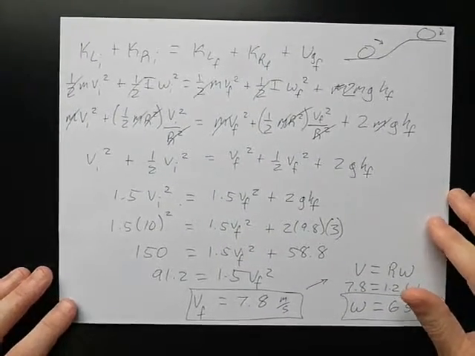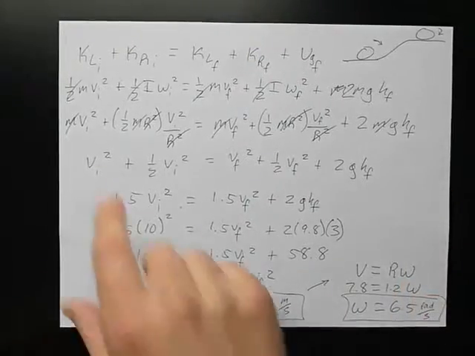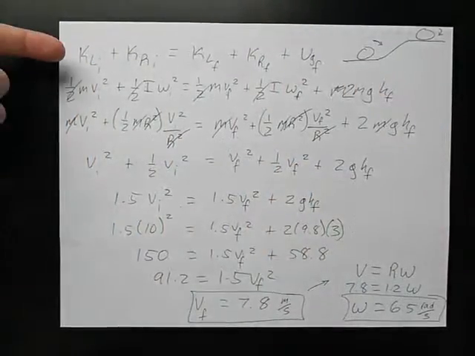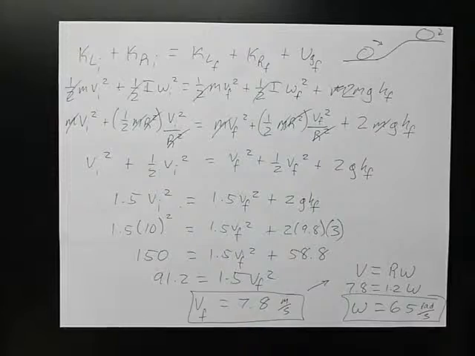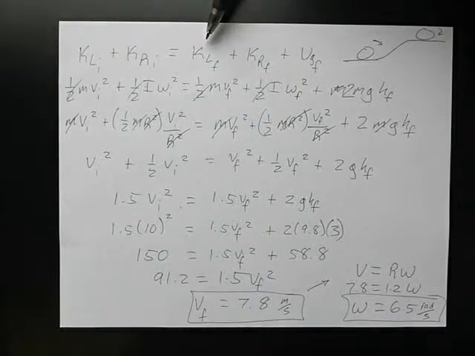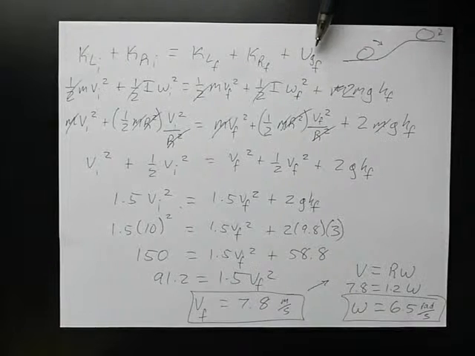Okay, so for my solution, you can see we're starting with energy. So we start with kinetic energy, linear and rotational. And then after it gets up the hill, it's still moving forward. It still is rotating, but now it has potential energy as well.